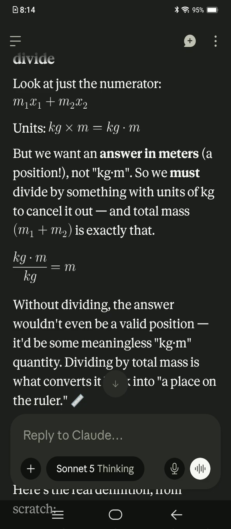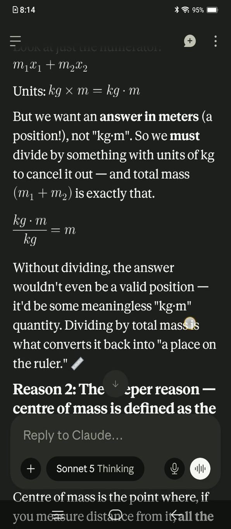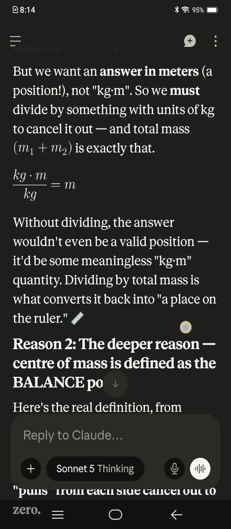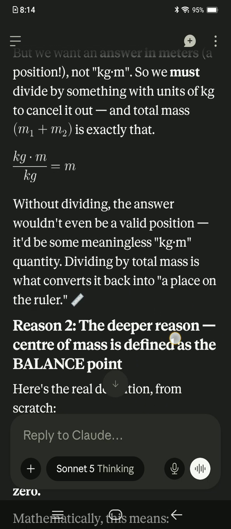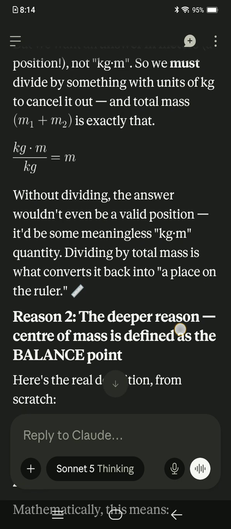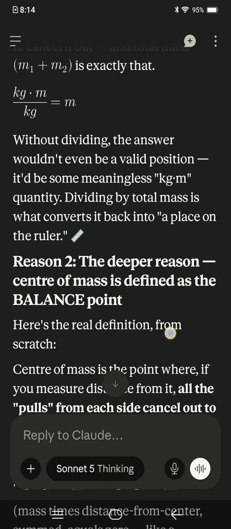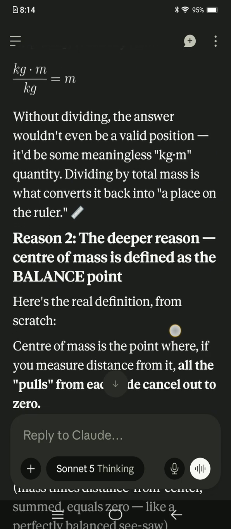So total mass is exactly that. Without dividing, the answer wouldn't even be a valid position. It'd be some meaningless kg times meter quantity. Dividing by total mass is what converts it back into a place on the ruler.